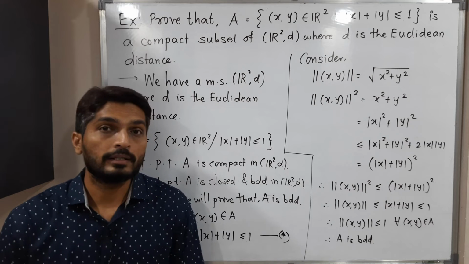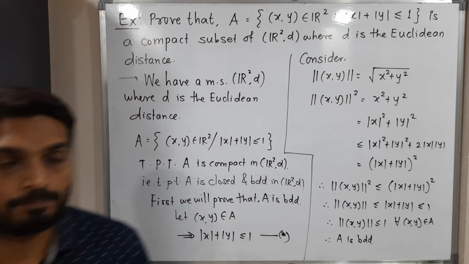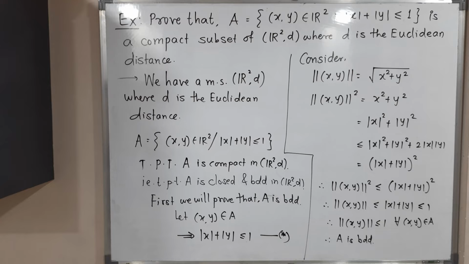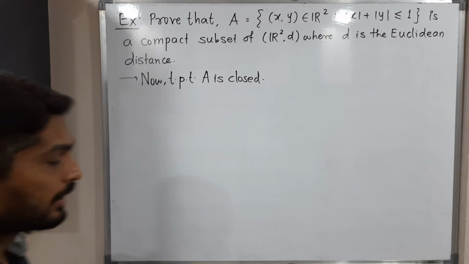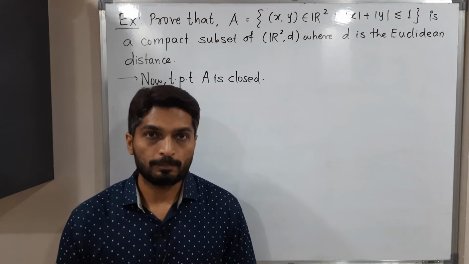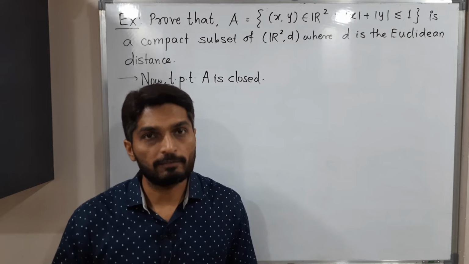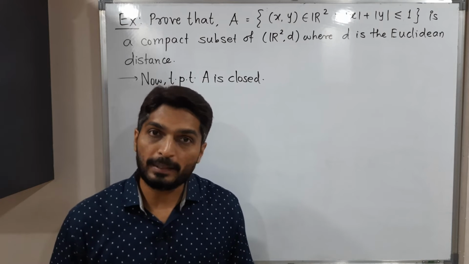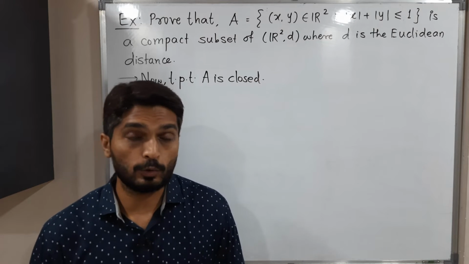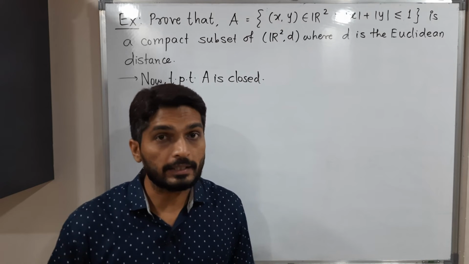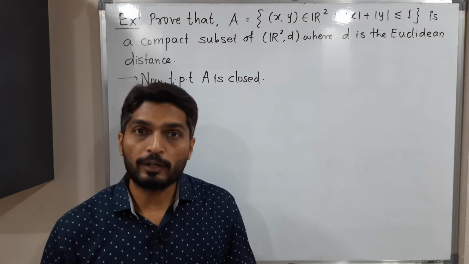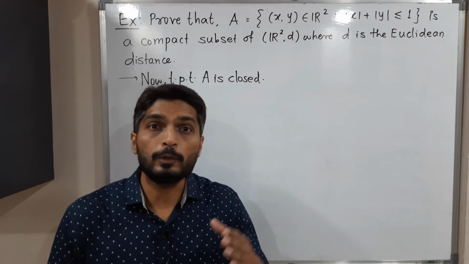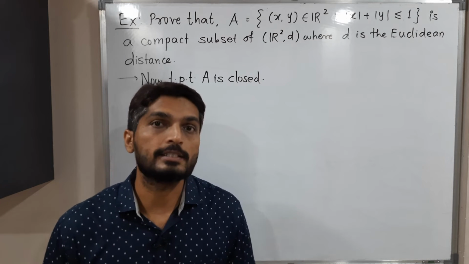Now we have to prove that the set is closed. Make a screenshot of it, then we will go further. Now we have to prove the set is closed, right? So how to prove the set is closed? There are several definitions. We can prove the complement is open, then also we can say the set is closed. We can prove the set contains all its limit points, then also the set is closed. One more definition is there, if A is equal to A bar, then also we say the set is closed.